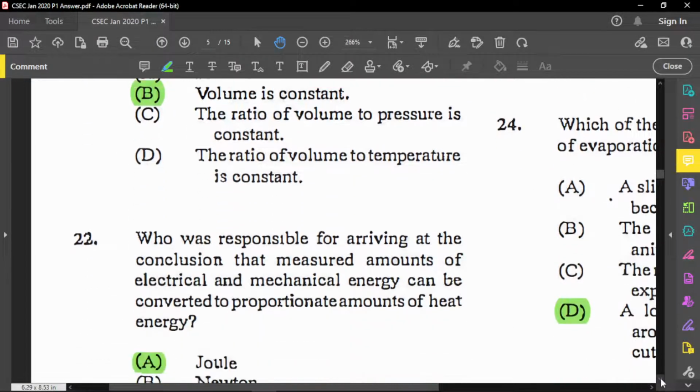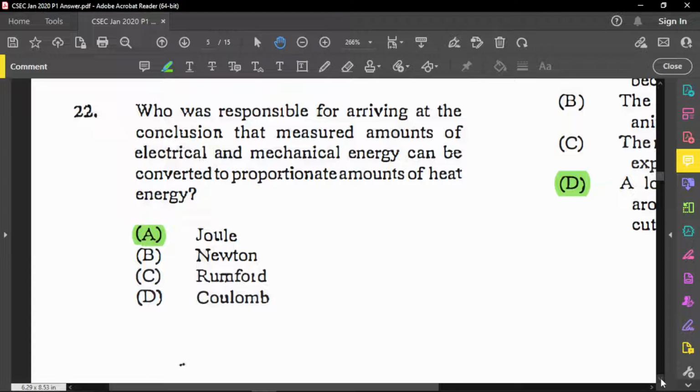And question number 22, it said, who was responsible for arriving at the conclusion that measurement amounts of electrical and mechanical energy can be converted to a proportionate amount of heat energy? And that was by Joule. And of course, a giveaway in this question as well is the mention of mechanical energy. Remember that joule itself is the unit for energy. So that again is also another giveaway for this question.